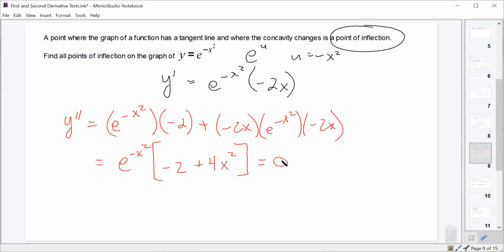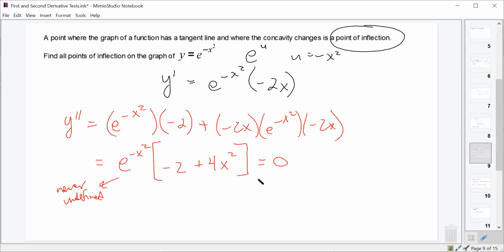So when does that equal 0 and when is this undefined? First off, can I square any number and then make it negative and then raise e to that power? Yes. I can plug any number x into e to the negative x squared, and I should be able to plug any number x into negative 2 plus 4x squared. Both of those will just give me a number. So there's never an undefined, so we'll say never undefined.